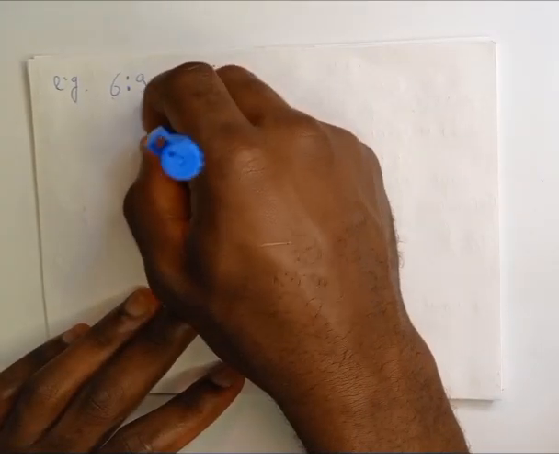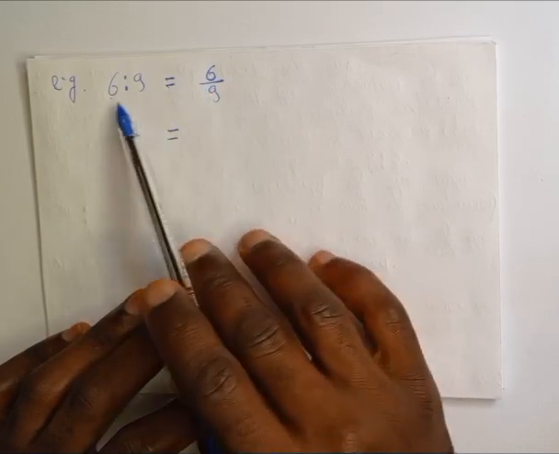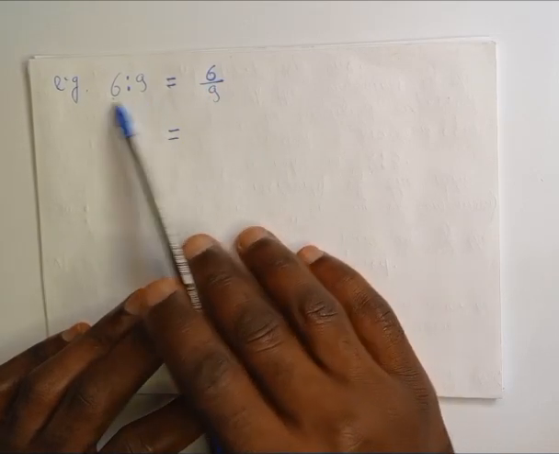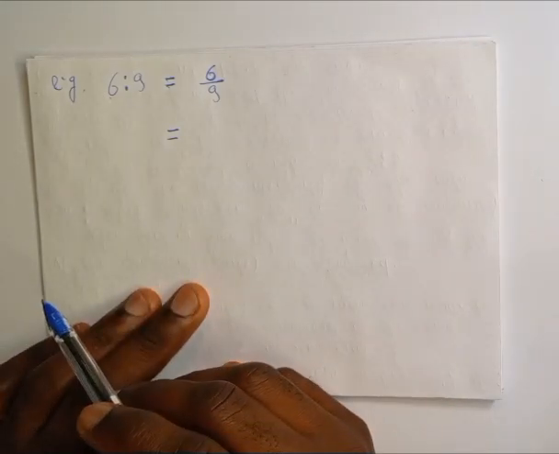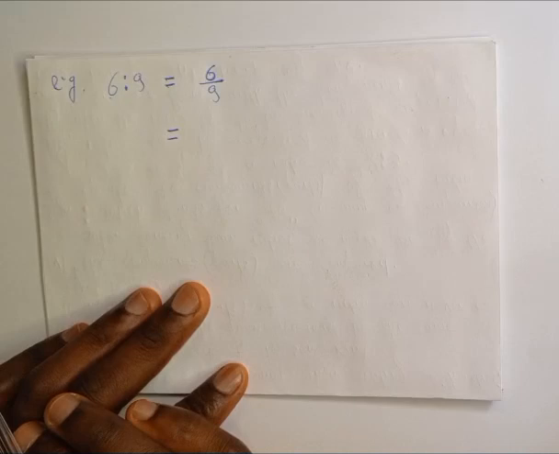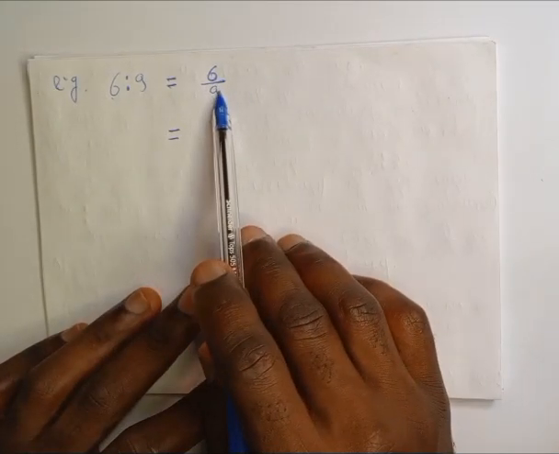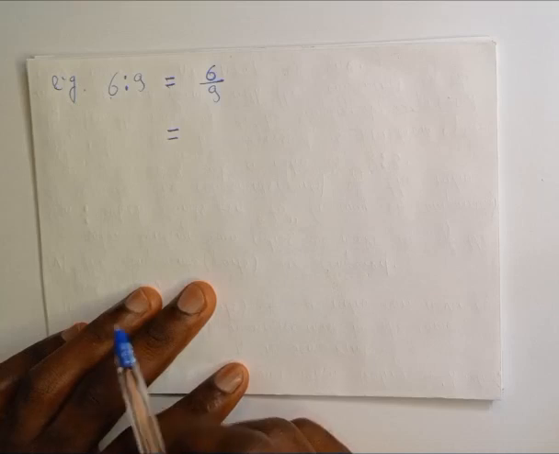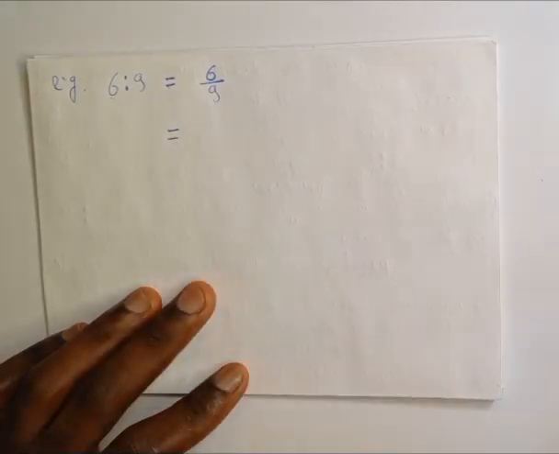which is equal to, in this case, we make use of the fractional form only when the ratio has two components. In a case where the ratio has 3 or more components, we cannot make use of this method of expressing the ratio as a fraction. Now, looking at the numerator and the denominator of this fraction, you will see that the highest common factor of 6 and 9 is 3.